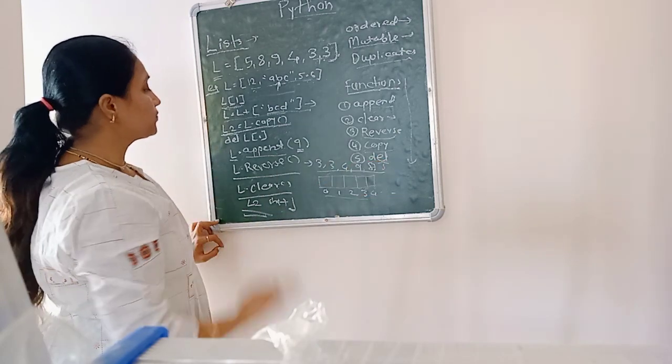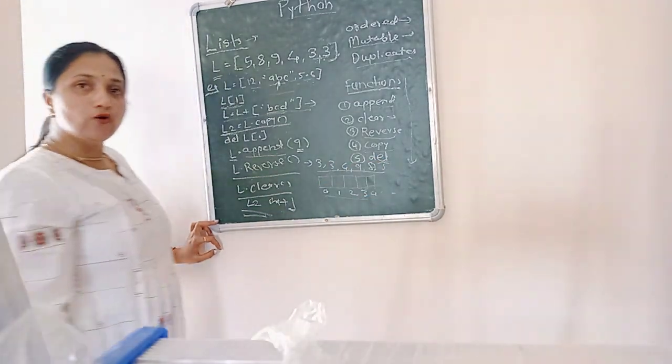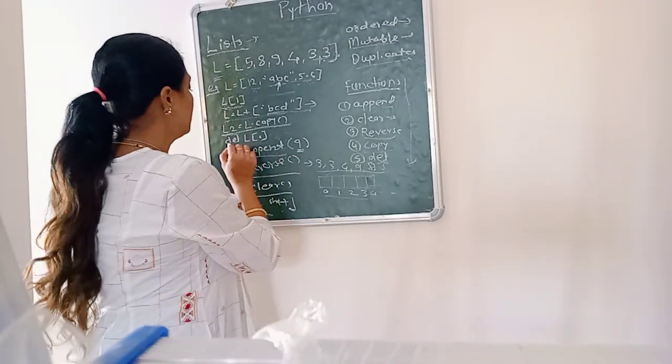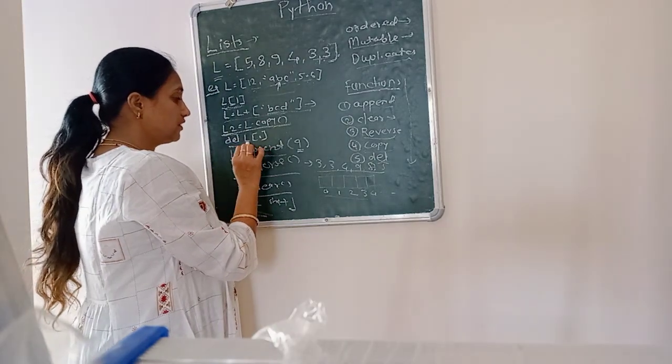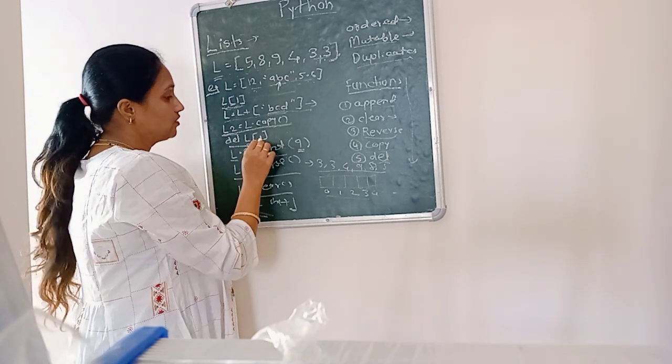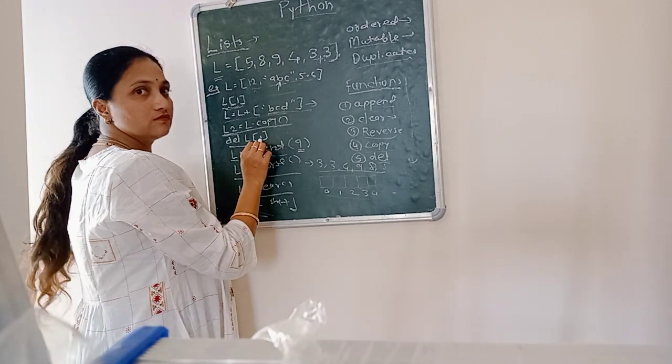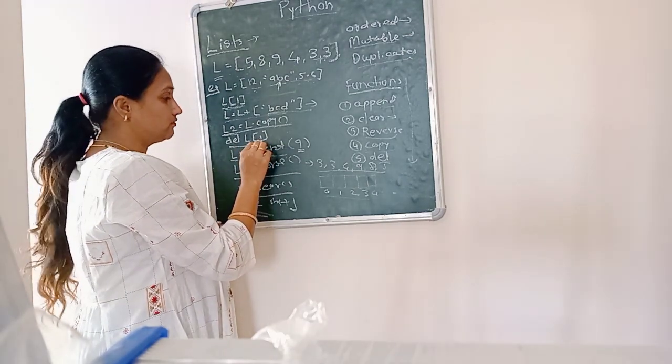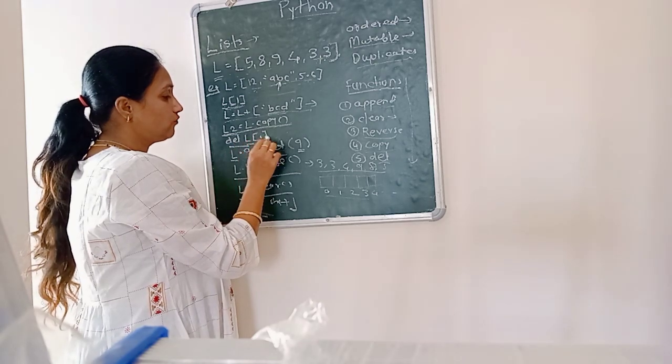Now next is deleting a specific member of the list. How to delete a specific member of the list? del, then the list and the specific index you have to mention over there. So I want to delete the member at index 1, so I'll write here del L of 1.